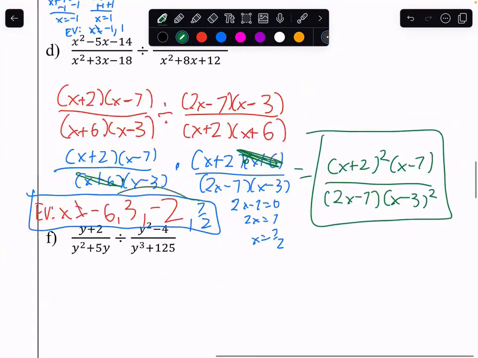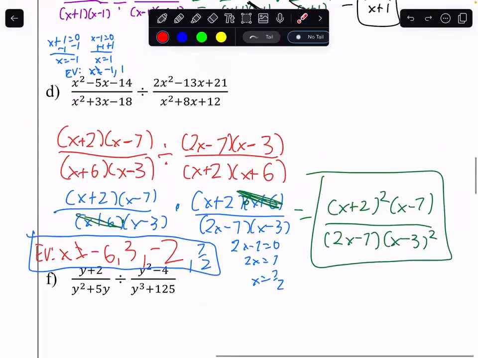Again, please make sure you had all 4 excluded values. A very common mistake would be only having 3. Both. Yes, because any denominator at any point in the problem needs to be checked for excluded values.